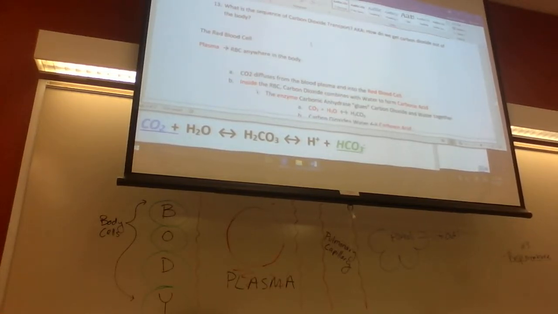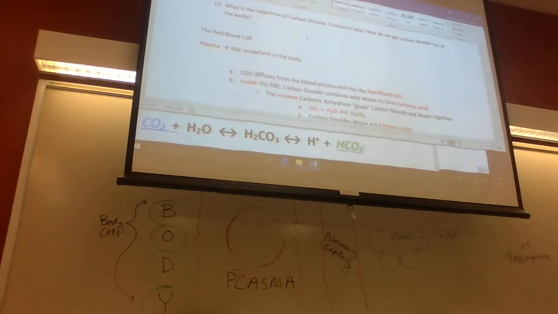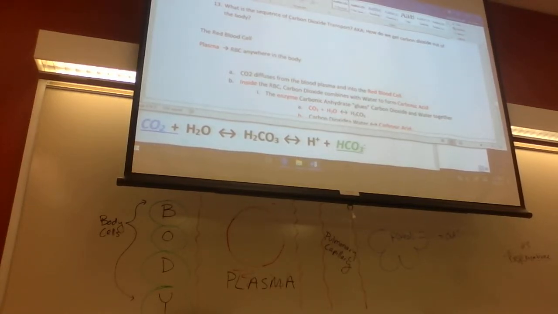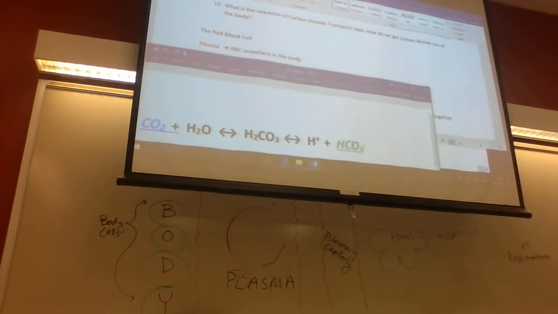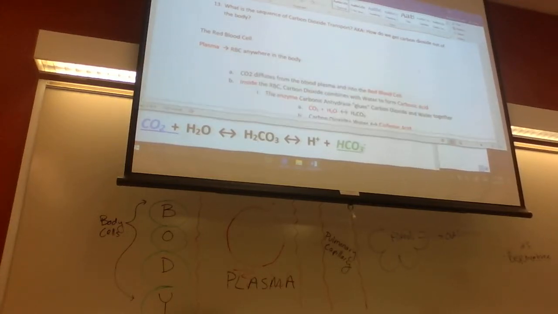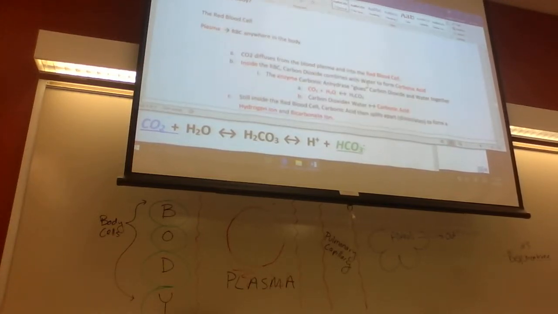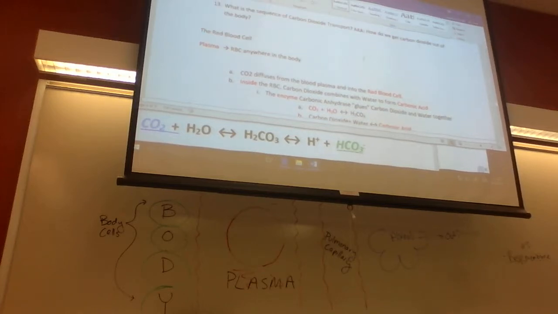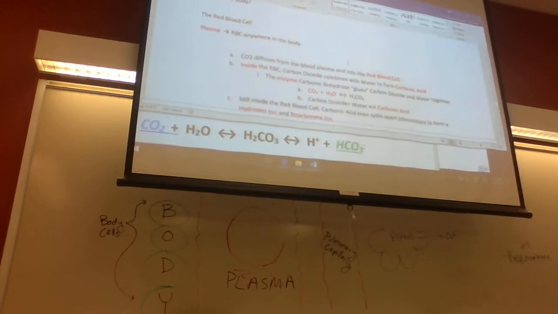So this number 13 is answered by everything else below it, because now we're going to go into gas transport, and I'm going to draw it up on the board so it helps. So what is the sequence of carbon dioxide transport? And this is carbon dioxide transport, just this equation. That's it. That's all you have to memorize. So how do we get carbon dioxide out of the body? So that's why we want to transport it.